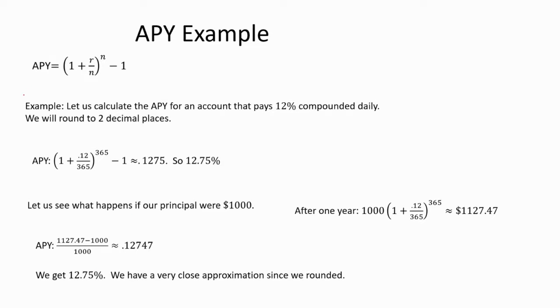Here's another one. Same formula, right? This is our formula. So let's now get the APY for an account. It's paying 12% and it's compounded daily. To use the formula, there are 2 things we really need. We need R and N. Well, can we get those? The percent, the account is paying 12%. Our R is 0.12. That percent, but you're writing it as a decimal.